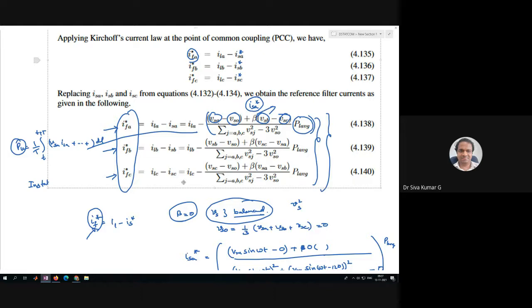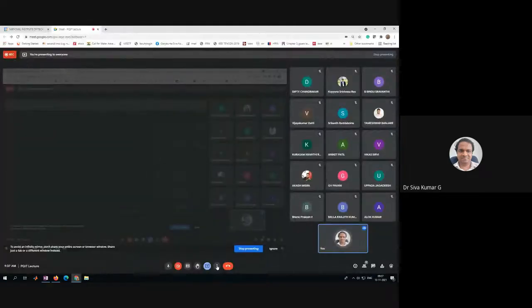In the next class, we'll try to see how we are going to control the three leg split capacitor topology, and also we will try to see the hysteresis current control technique. If you have any doubts, you can ask me.